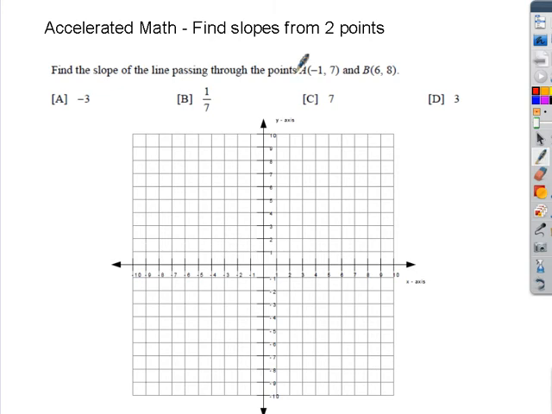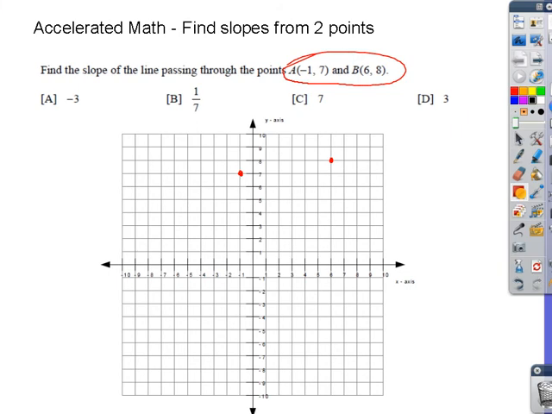If I were to plot these 2 points, I've got -1, 7. It's right there. And B is 6 and 8. If I were to plot those and I had a line that went through those 2 points, this line would go something like, whoa, didn't quite hit them right. Let's just pull it from here straight through.